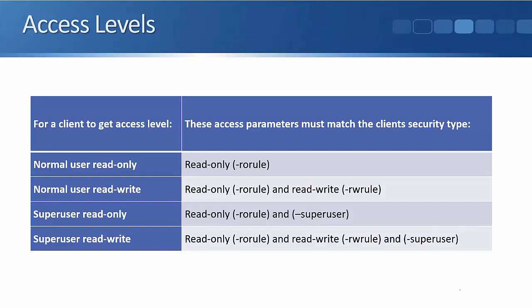So for a client to get an access level of normal user read-only, then the read-only rule must match their security type, meaning the way that they authenticated. For them to get read-write, then both read-only and read-write must match their security type. So if we'd only set read-write, they're not going to get access. We need to grant them both. For a client to get access level of Superuser read-only, then they need read-only and Superuser to match the client security type. And for a client to get Superuser read-write, then we're going to need all three: read-only, read-write, and Superuser.